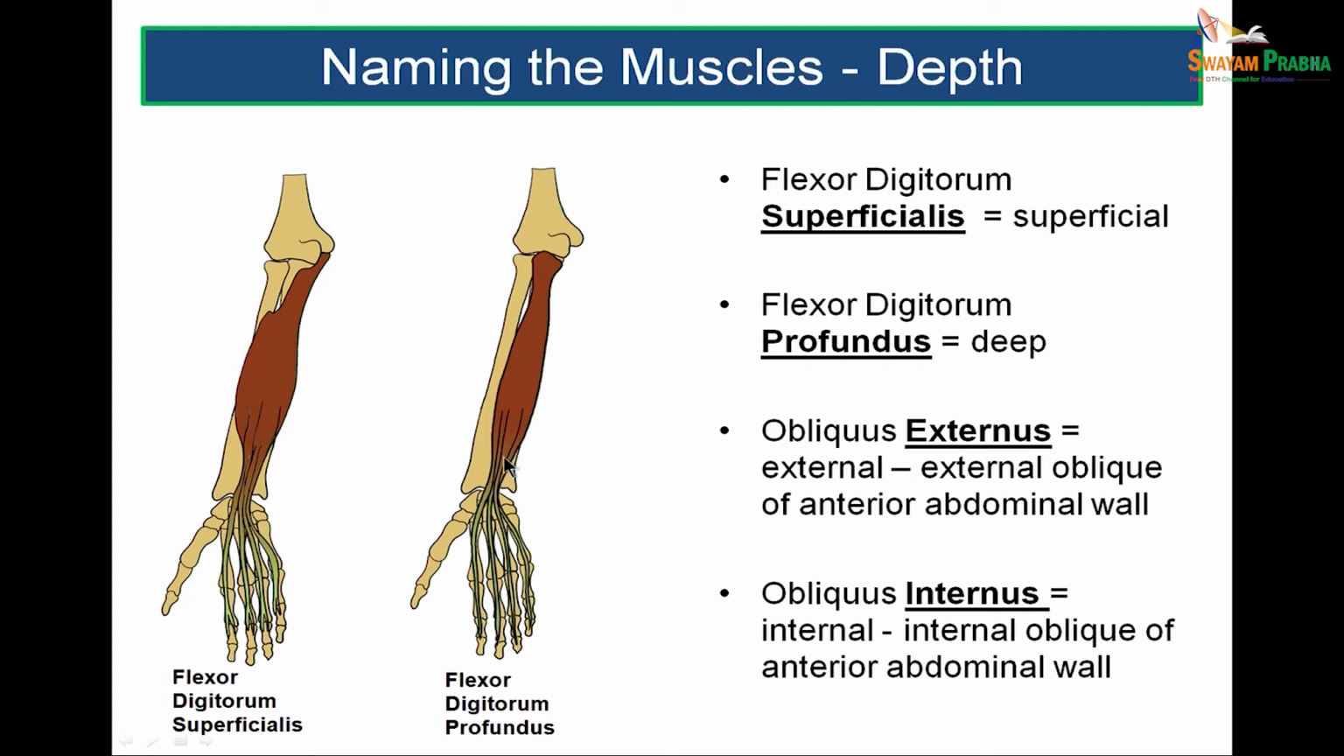In the same way, in the anterior abdominal wall, there is obliquus externus, commonly known as external oblique, and there is obliquus internus, commonly known as the internal oblique. Both muscles lie like sheaths, one inner to the other. Externus definitely would be on the outer side, internus would be on the inner side. So now muscles can be named based on how deep they lie: superficial or profundus, externus or internus.